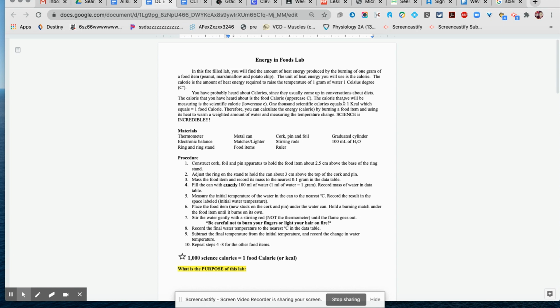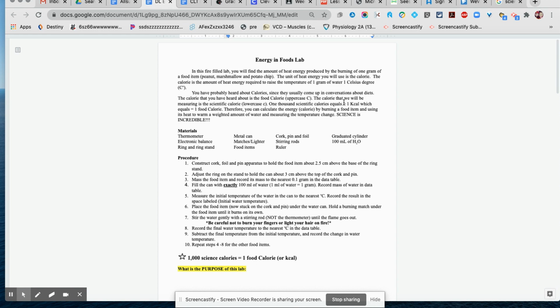So when you're saying, okay, in a gram of a potato chip or a gram of a marshmallow, there's probably a handful of calories, originally your early answer will look way too big to be possible, but you're going to divide that by 1,000 to convert from a science calorie to a food calorie.